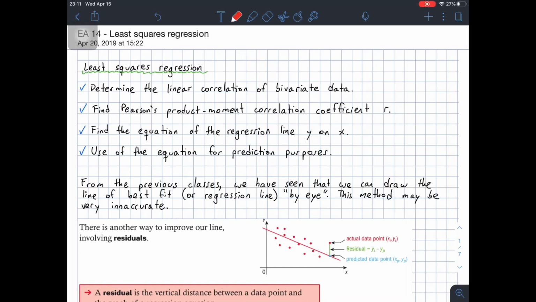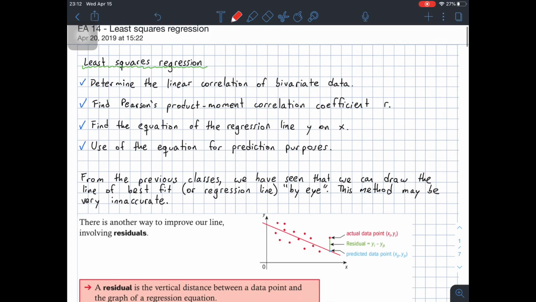Hello juniors, today we're going to see electronic assignment number 14, which is least square regressions. This is probably the most important tool that you're going to learn with respect to bivariate analysis. Just pay attention to this lesson and you shouldn't have much struggle with this. It is a pretty easy topic once you learn how to do it in the calculator, and it has a lot of applications in real life.